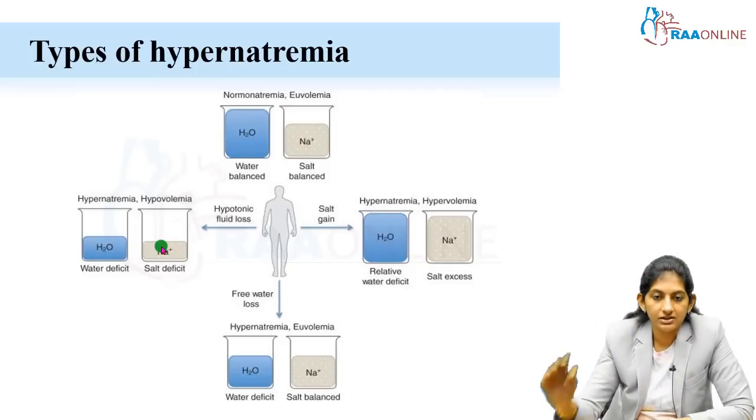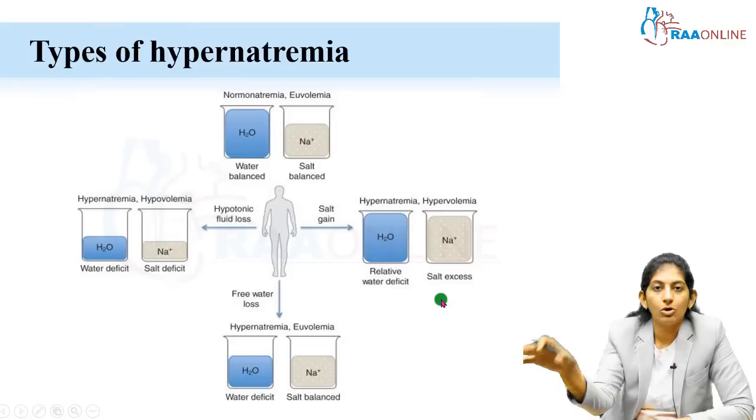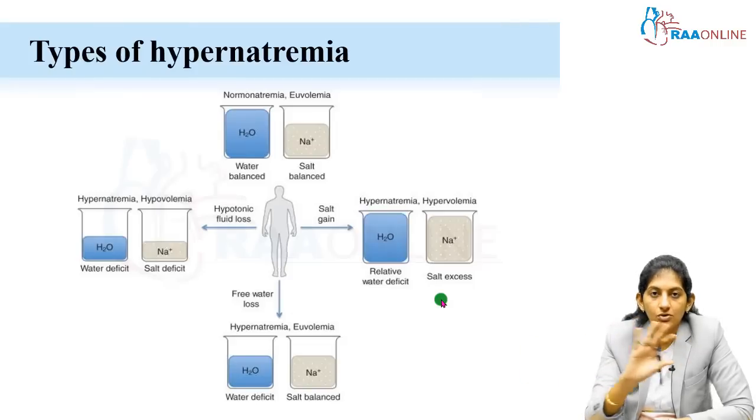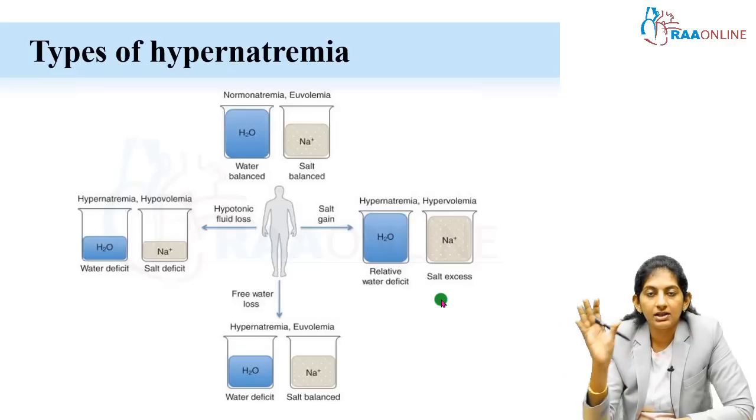One more we have left, isn't it? That is euvolemic hypernatremia. Here it is mostly polyuric, like diabetes insipidus is going to be your prototype. Just remember diabetes insipidus. Okay. And there so much water is getting lost. So, free water loss is so much that the salt will become balanced. So, ultimately, the volume status is euvolemic. That's all. It's very simple. Free water loss is euvolemic hypernatremia.